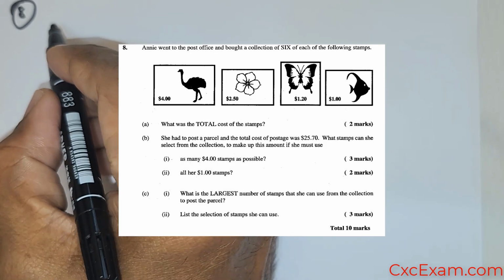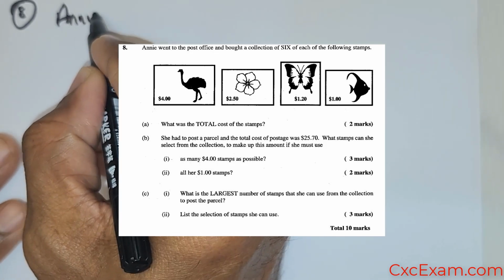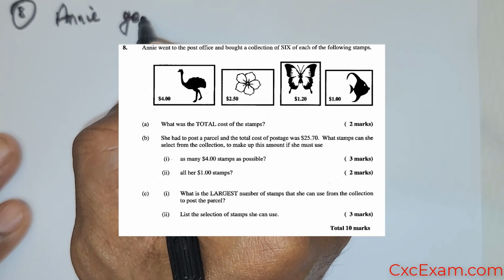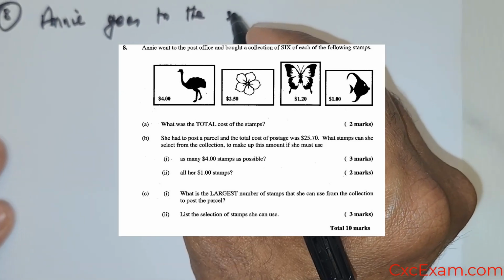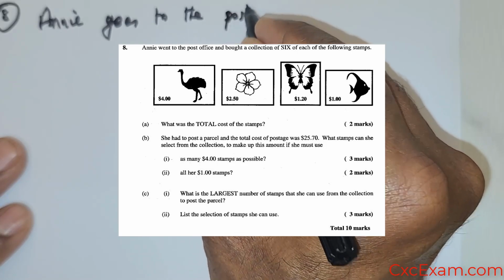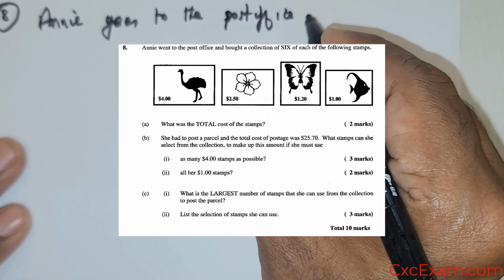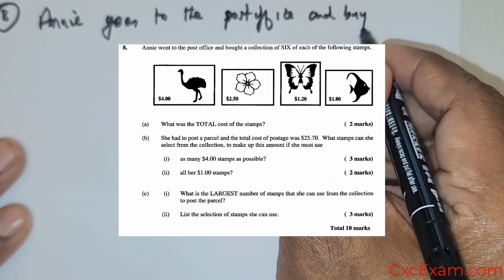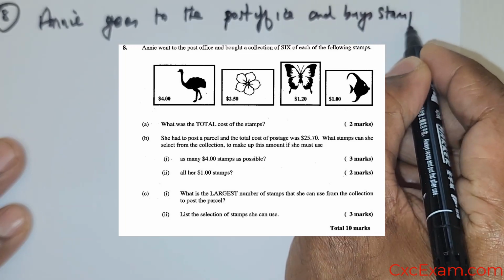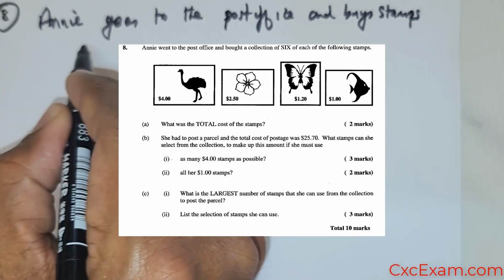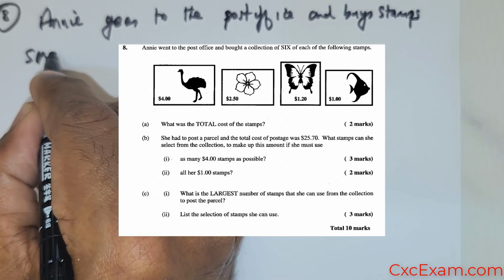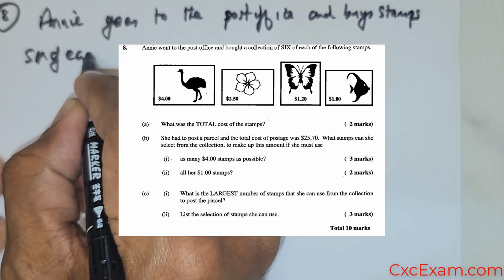Students, this is question number 8. Annie goes to the shop, or I would say post office, and buys stamps. And the number of stamps is 6 of each collection.